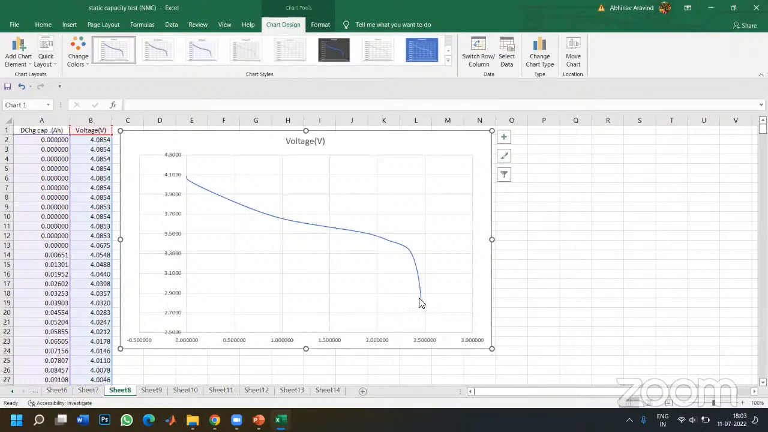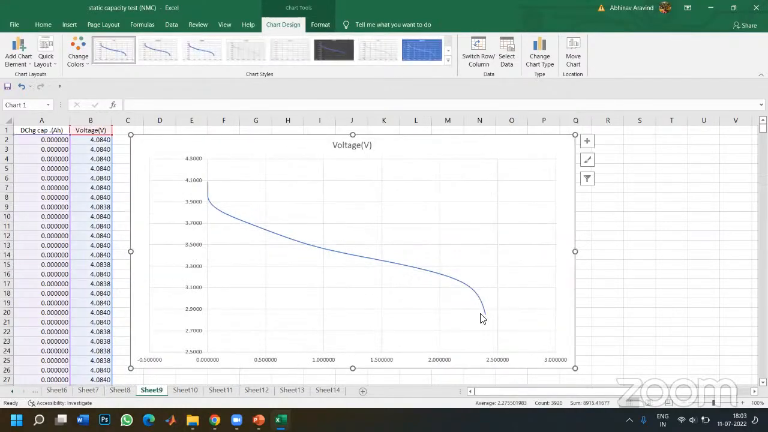Just by keeping the cursor here, you can see that the capacity is close to its nominal capacity at 2500 mAh almost, right? But you can see over here at 2390 mAh, this is at 2C. So if you discharge the cell at 2C, this is the kind of capacity, the discharge capacity, you will obtain.